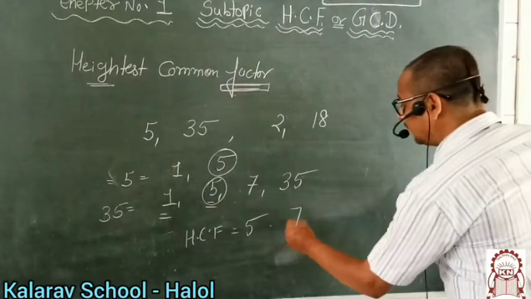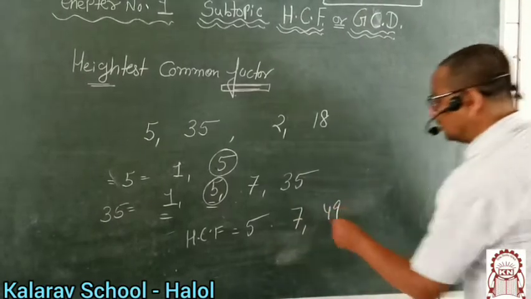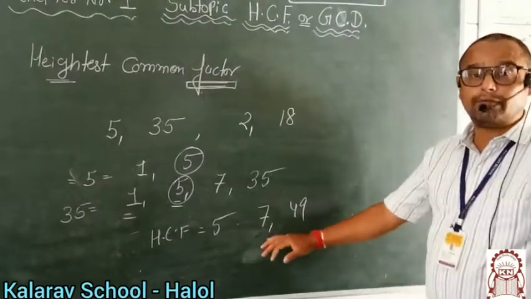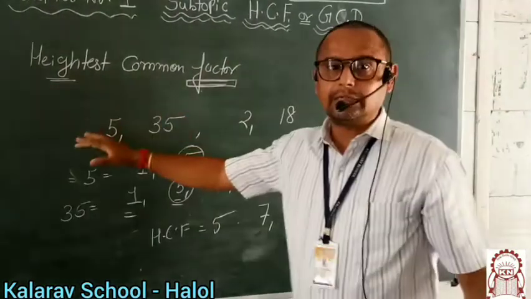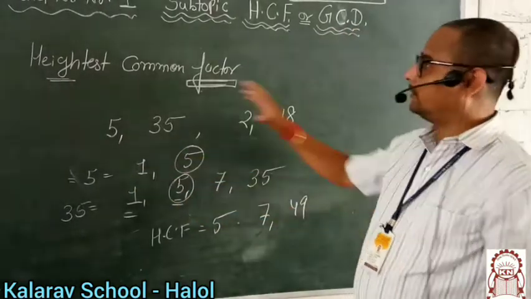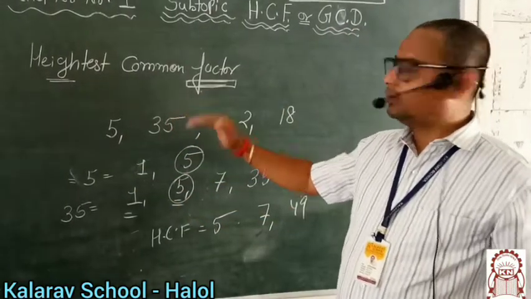Suppose again 7 and 49. 49 is a multiple of 7. Then HCF is 7. तो ये चीज आपको बेसिक प्राइमरी लेवल पर दिमाग में रखनी पड़ेगी. अगर आप इतना कर पाते हो then it is good for you.